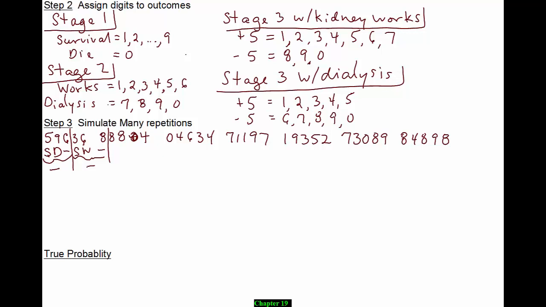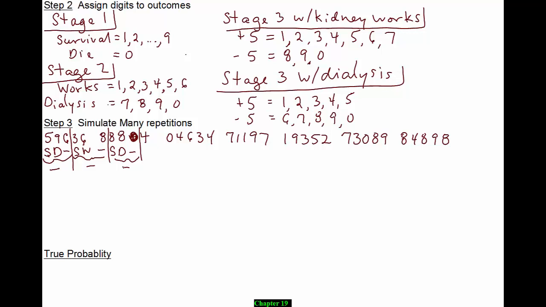We'll do another repetition. An 8 in stage 1 is surviving the operation. An 8 in stage 2 is dialysis. A 0 in stage 3 with dialysis is not surviving past 5 years. So this is another repetition where the person did not survive past 5 years.